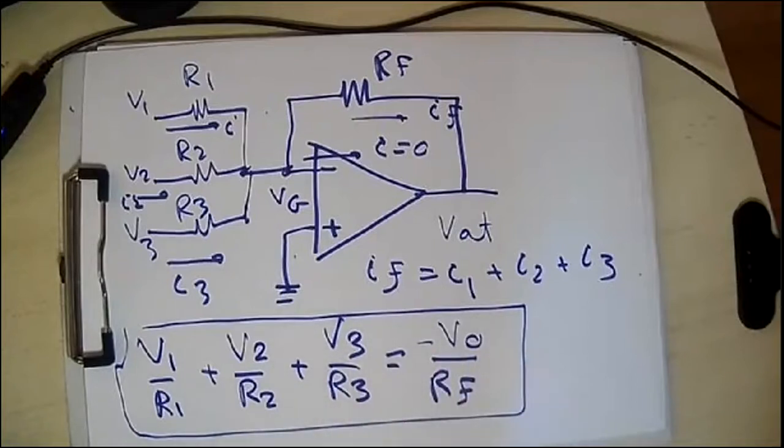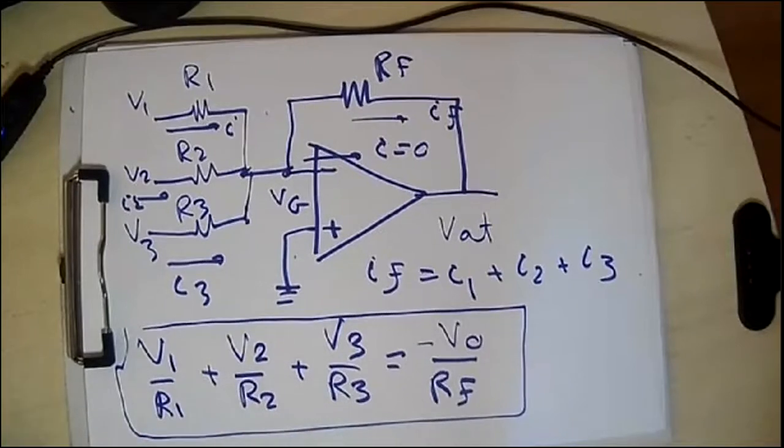If you need to make addition with variable weights, then you can adjust the values of RF, R1, R2, R3, and so on. So that's why we call the circuit a weighted summer or a weighted adder circuit. One of the very interesting circuits dealing with operational amplifier.